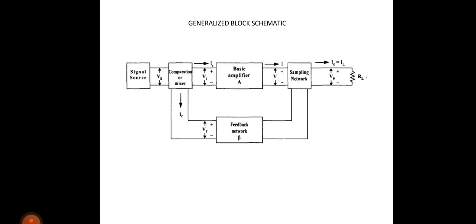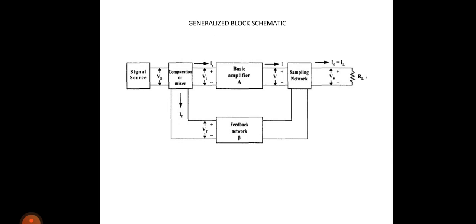Here we can differentiate two types of feedback: positive feedback and negative feedback. If the feedback signal is in phase with the input signal, then it is known as positive feedback. If the feedback signal is out of phase with the input signal, then it is known as negative feedback. If we look in nature, negative feedback exists but not positive feedback. So positive feedback will be created experimentally.